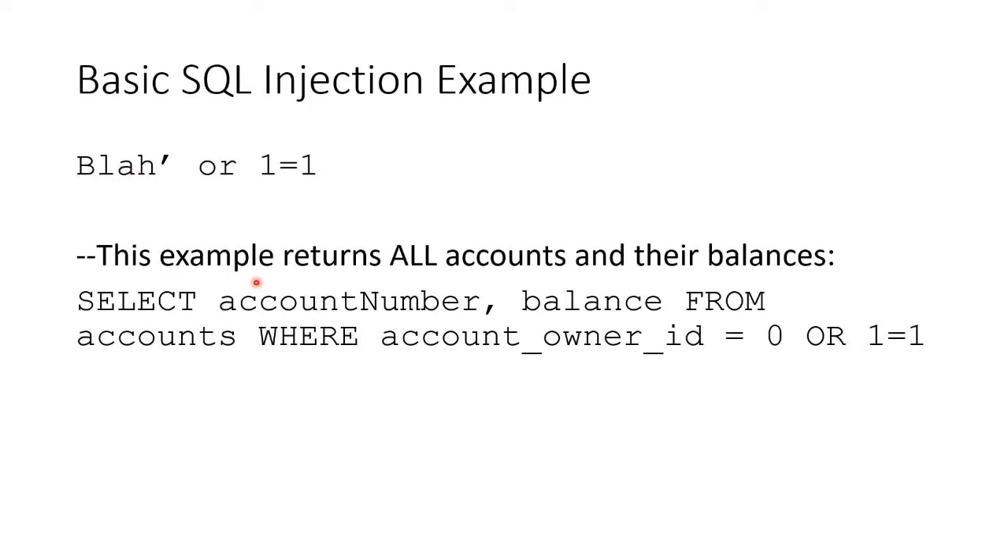Here's an example where we are returning all accounts and their balances. Select the account number and the balance from a table. So these are columns, account number and balance, these are column names, from a table called accounts, where the account owner ID equals 0 or 1 equals 1. Now, we don't know for a fact that there is an account ID with the number 0, but we're testing to see if it does exist. Because if 0 doesn't return anything, we'll try 1, then 2, then 3, then 4, and we'll keep on going up.